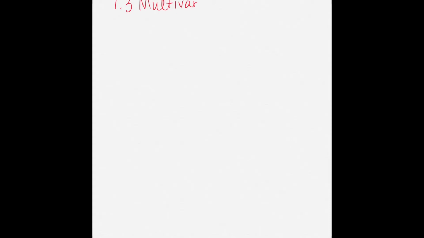All right, we are doing 7.3 now. It is called multivariable linear systems. All right, so in 7.2, we solved multivariable systems, but we only had two variables. We had two variables and two equations.